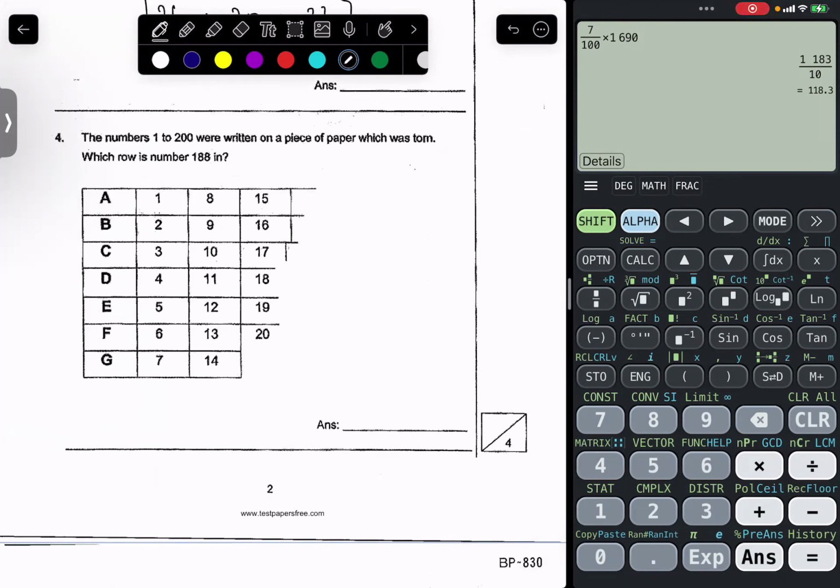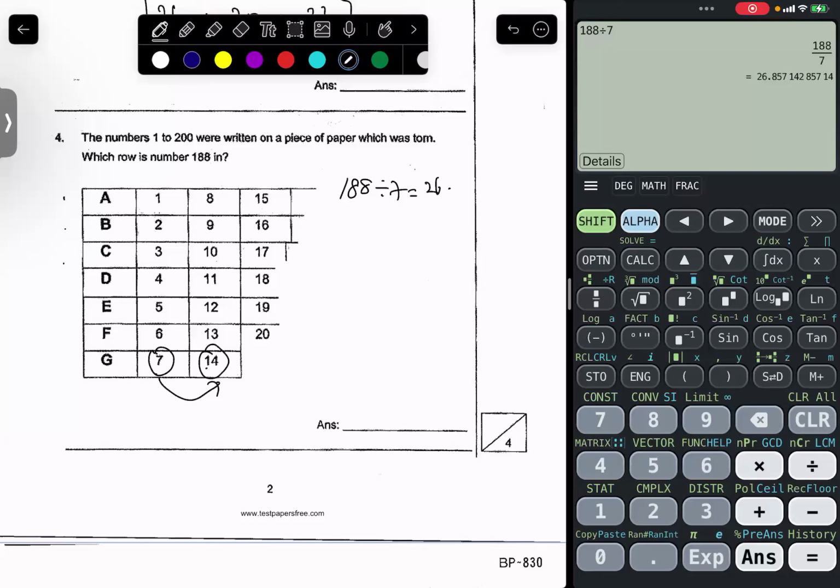The numbers 1 to 200 were written on a piece of paper, which was torn. Which row is number 188 in? Okay, so now we have 7 rows: 1, 2, 3, 4, 5, 6, 7, 8, 9, 10, 11, 12, 13, 14. It doesn't matter that it is torn; you need to notice this. This means that every multiple of 7 will appear in row G. So you want to find the multiple of 7 that is nearest to 188. So 188 divided by 7. You can use your calculator to help you speed up a little bit. Divide by 7.